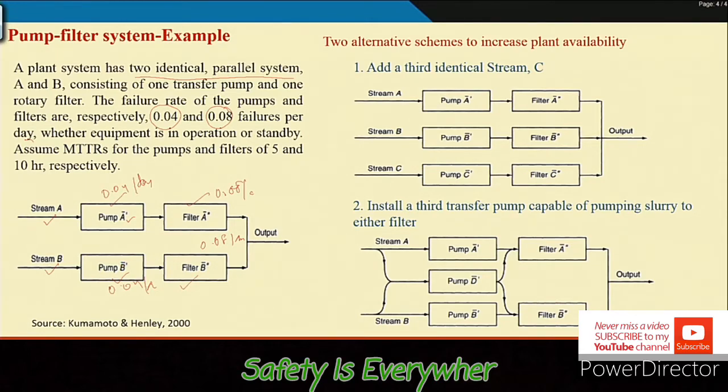Now, as a plant engineer, your full output is possible only when both streams work. So, the full output combination is both stream A and stream B, that means at least two parallel streams must work. Otherwise, if one of them works, then that gives you half output, and if none of them work, it gives you 0 output.